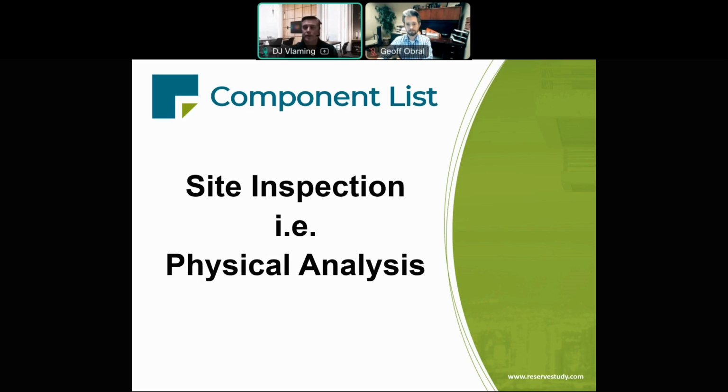Now, we compile the component list using that three-part test as part of our site inspection work. This is also known as the physical analysis portion of the reserve study. During this process, we look over the community to identify those items that are going to be included in the reserve study, and we attempt to evaluate their condition based on visual observation. Now, let's look at some red flag examples of what we see during site inspections.